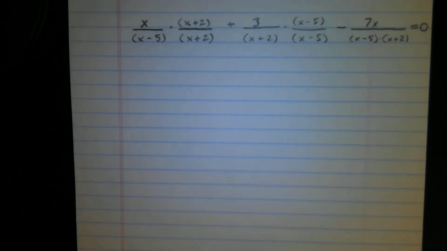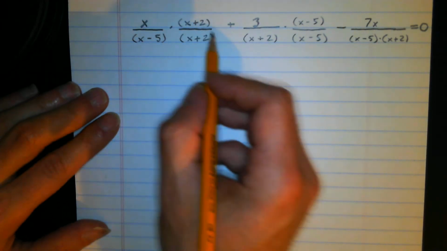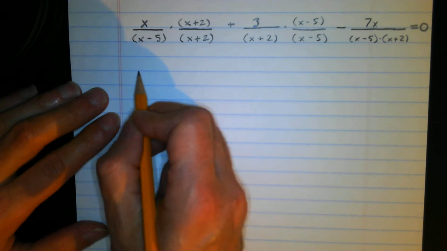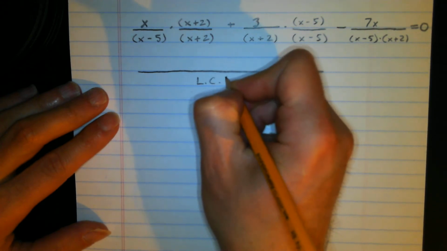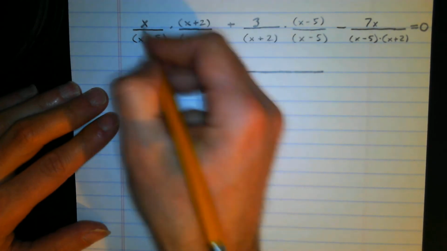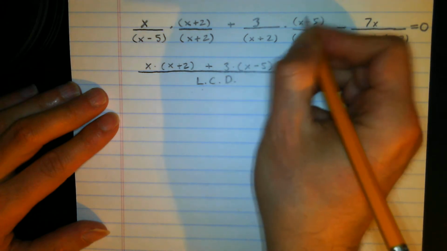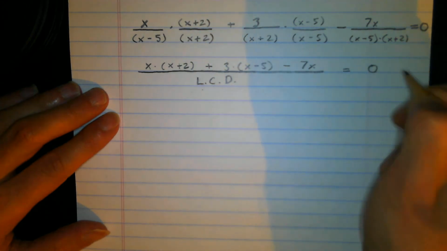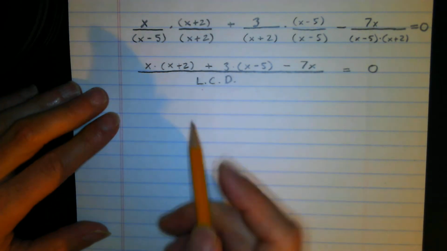Now the next thing we're going to do is just form a single fraction. And this is just like what we did in the last video. We're just building this into a single fraction. And again, I know my LCD is x minus 5 times x plus 2, so instead of writing that over and over, I'm just going to use that for my LCD. And then I've got x times x plus 2 from this one, plus 3 times x minus 5 from that one, and then we've got minus 7x equals 0. And I think from here, you could honestly clear the denominators if you wanted, but at this point I'd probably just clean this up a bit.